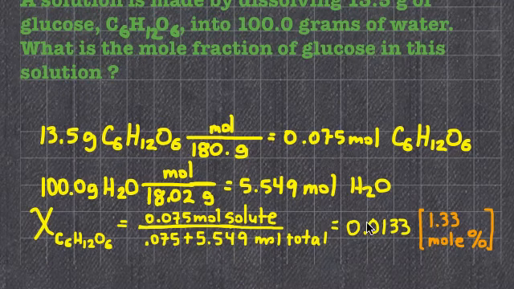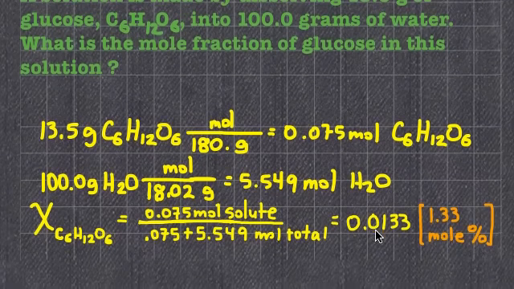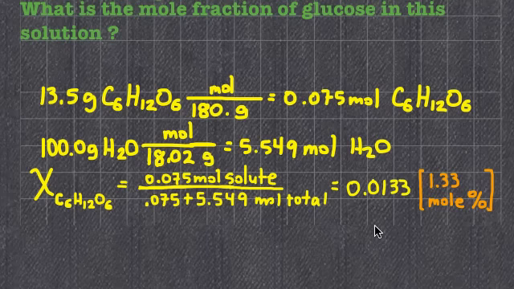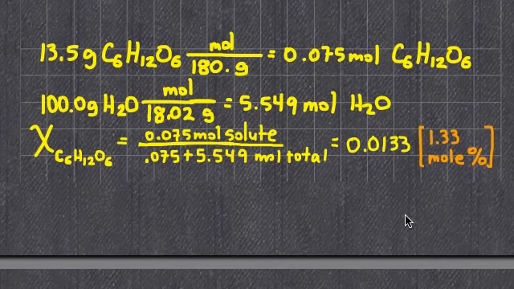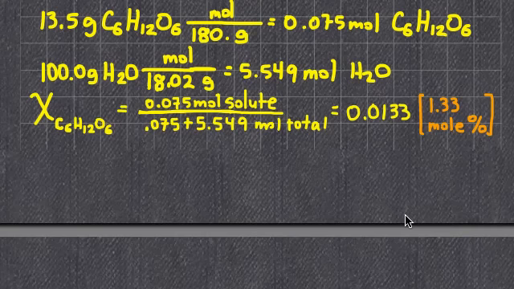The mole fraction of water would be the complement to this. This mole fraction plus the mole fraction of water should add up to 1. So it looks like the mole fraction of water would be 0.9867 or something like that, because I only have 2 things in the mixture. Let me go through one more example.